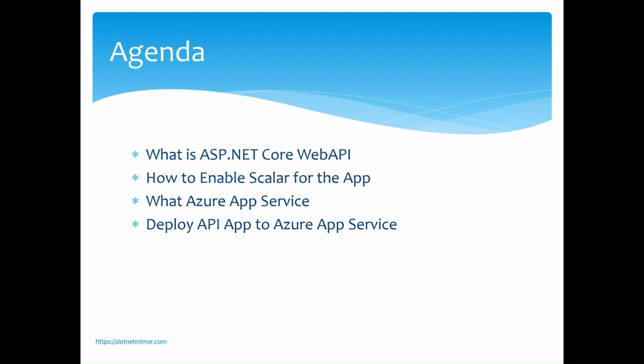First, a quick refresher on what is ASP.NET Core Web API. Second, we will look at how to enable Scalar for the app. Scalar is a fantastic interactive alternative to the traditional Swagger documentation, and it's integrated beautifully with native OpenAPI features in .NET 10. Third, we will discuss what is Azure App Service and why it is a great hosting choice. And finally, we will move into a hands-on demo where we deploy our API app to Azure App Service.